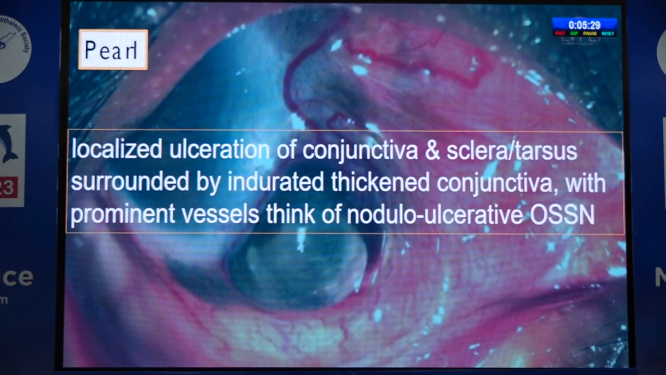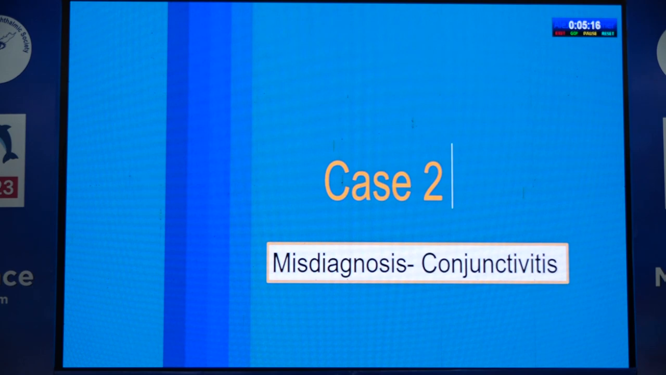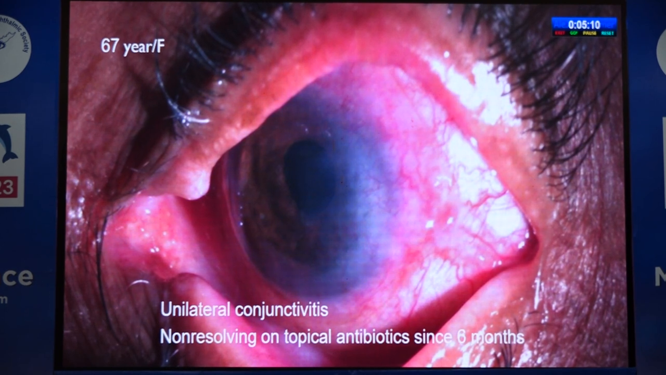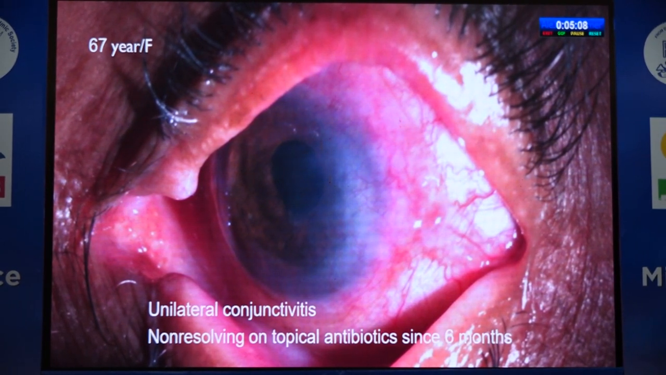So the first clinical pearl is localized ulceration of conjunctiva and sclera surrounded by indurated, thickened conjunctiva with prominent vessels. Think of a nodulo-ulcerative variant of OSSN. The second case was referred to us as a case of conjunctivitis: a 67-year-old female, unilateral conjunctivitis, non-resolving on topical antibiotics in 6 months.